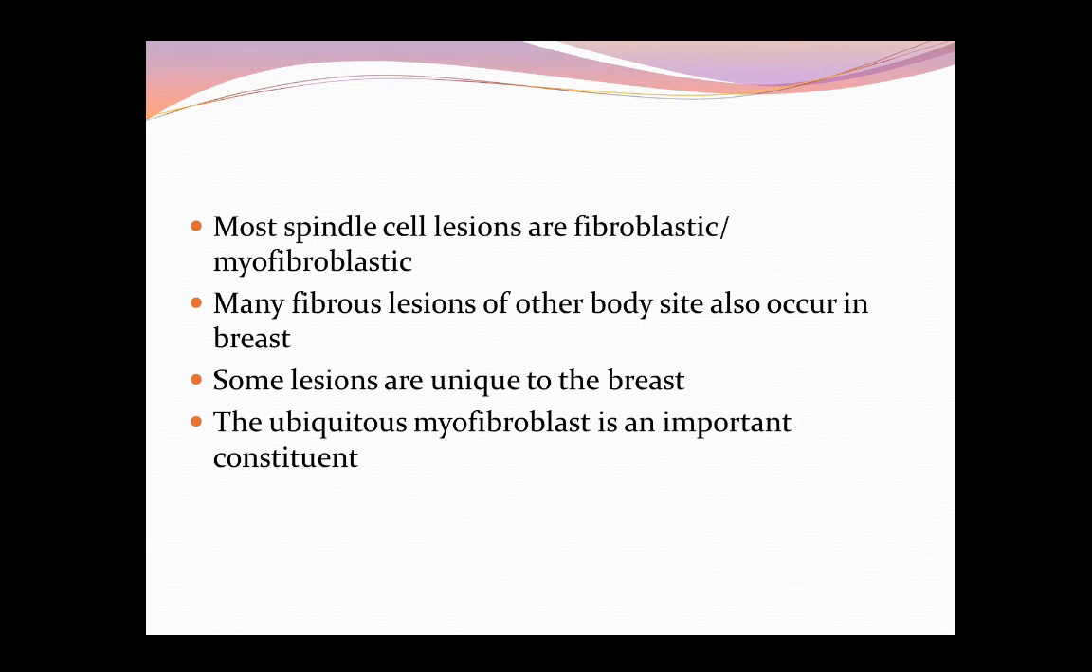So most of these lesions are fibroblastic and myofibroblastic. Many of the fibrous lesions that occur at the other body sites also occur in the breast, but there are some lesions that are unique to the breast. The myofibroblast is the ubiquitous constituent of all these lesions, and that's the reason they share all these morphologic characteristics, including even the ultrastructural overlap.